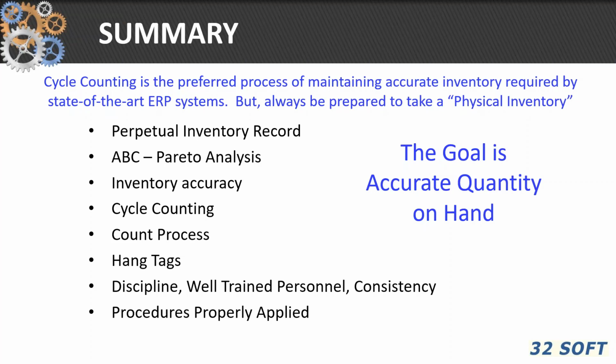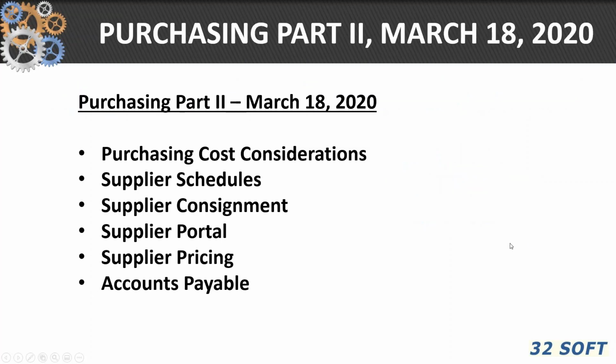It's needed by the accountants, it's needed by us. It makes us operate our business efficiently, and we can trust what our ERP system is telling us. So we talked about perpetual records. We looked at Mr. Pareto, talked about inventory accuracy, the count process, physical inventory, disciplined, well-trained, consistency. Procedures that are properly applied can guarantee that we have a quantity on hand that's accurate.